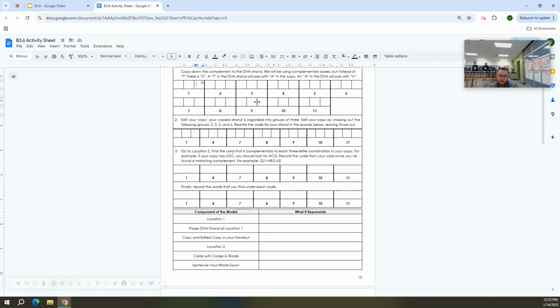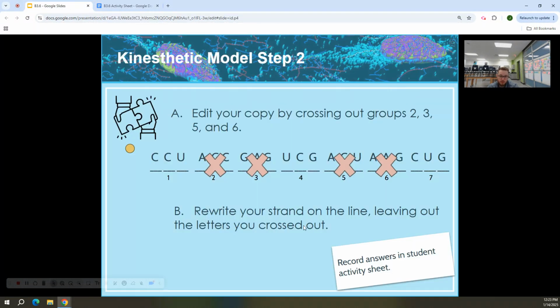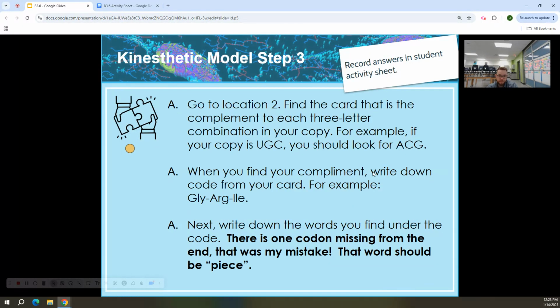Now I know we're doing this digitally, so you can't physically cross them out, so you don't need to, but just in here, you're only going to type in your 1 group, your 4 group, your 7 group, your 9 group, your 10, and your 11 group here. So we're going to create a new complementary strand. Okay, important, don't include the ones that we're quote unquote crossing out. Only include the ones that should be included.